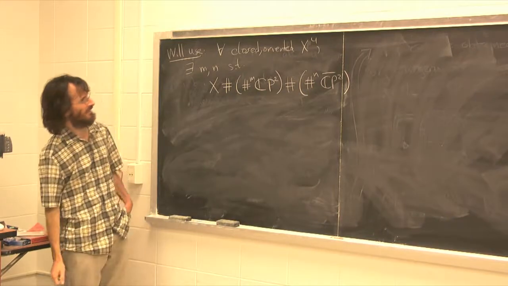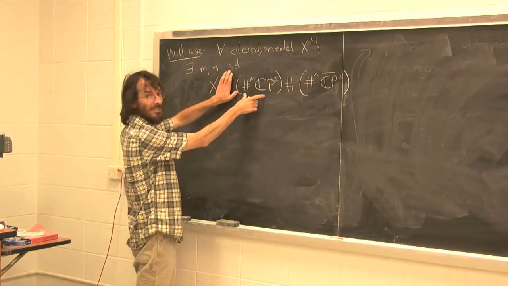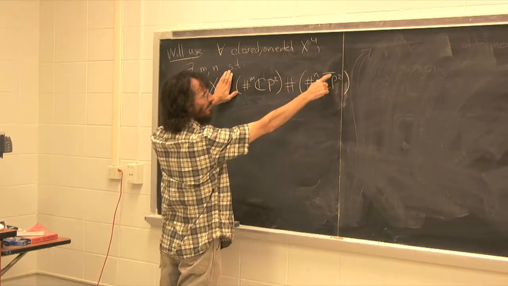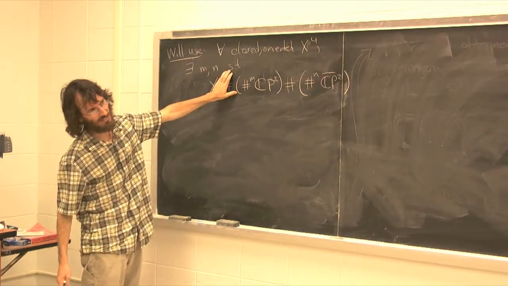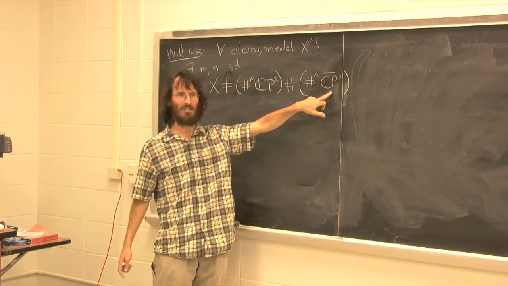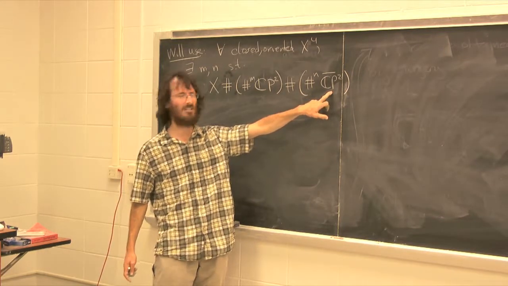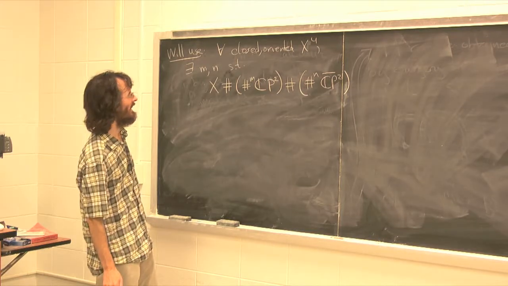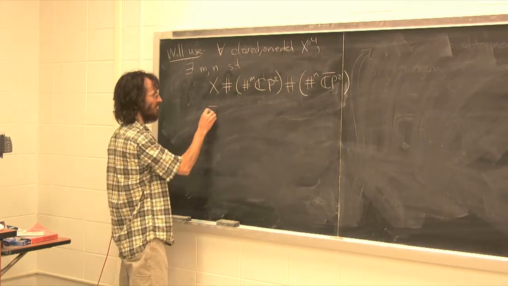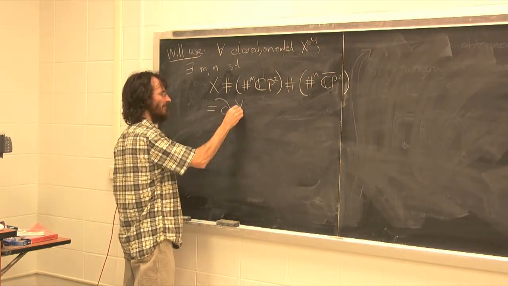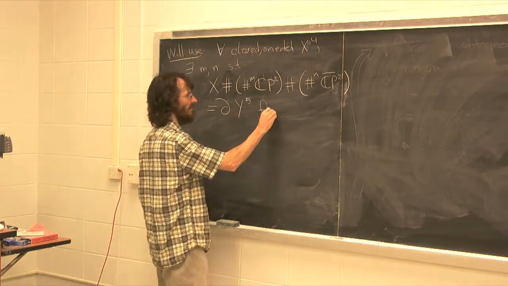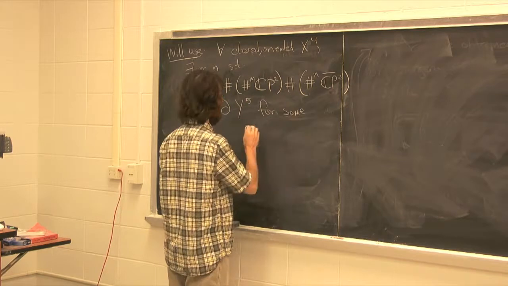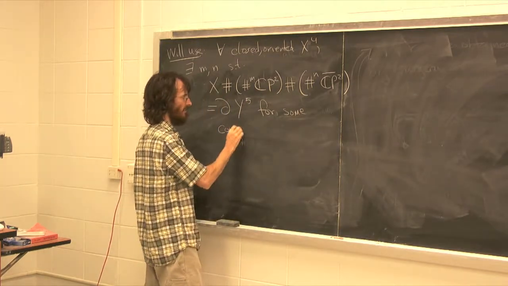So this just means the connected sum of m of them, all connected to each other, and this means the connected sum of n of the bar ones. I'm using bar for orientation reversing. If I didn't say that earlier, this is the reversed complex projective plane, with the reversed orientation. If you connect all these things together, that's a new 4-manifold, and that is equal to the boundary of some compact 5-manifold.